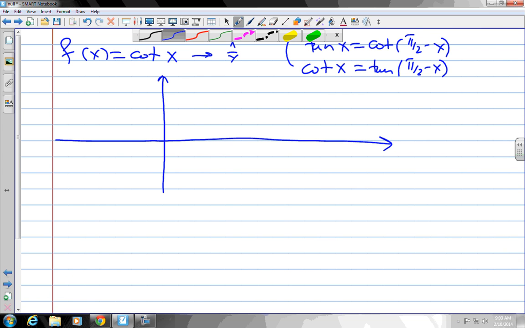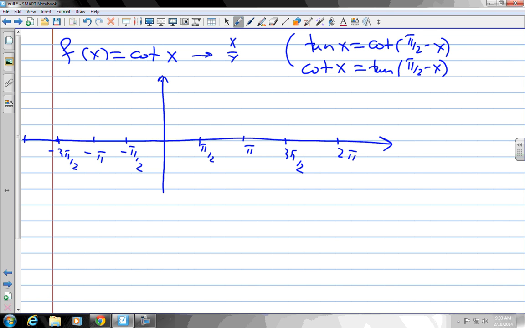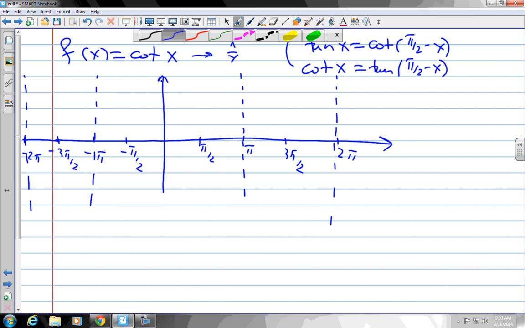But you will have the asymptotes at multiples of pi, so 0, pi, 2 pi. It will have the x-intercepts at the odd multiples of pi over 2, but it will also do this reflective thing.